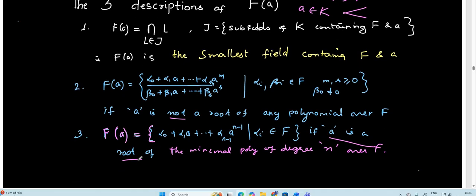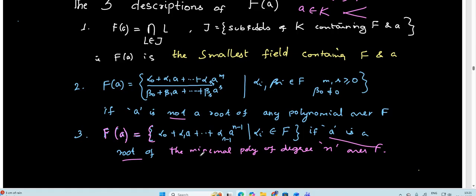Now suppose a is a root of a minimal polynomial, and that minimal polynomial is of degree, say n, then F(a) will have this form. So this is, orally, if you want to say what is F(a), it is the smallest field which contains both F and a.